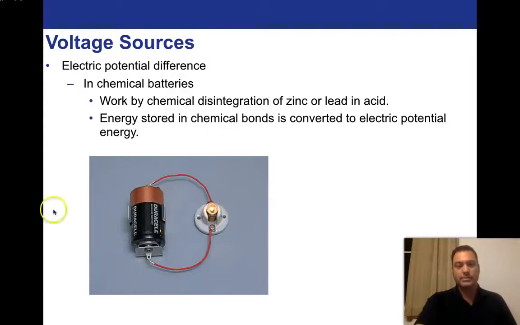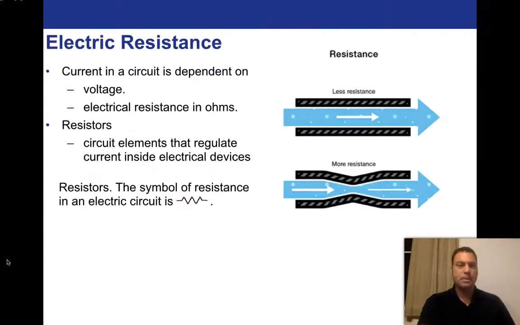We take advantage of that in our Duracell batteries, using it to power a light. And in this case, our light is our resistor. We'll talk about resistors here shortly. As a matter of fact, very shortly, it's the very next slide.